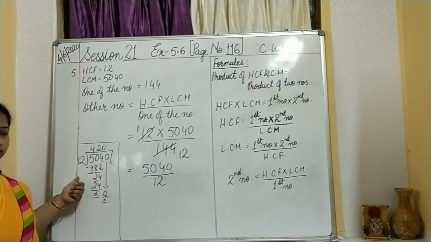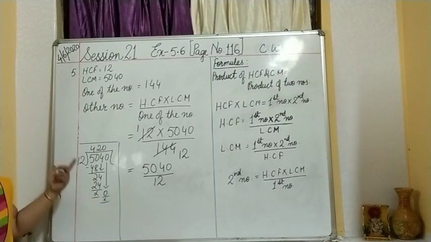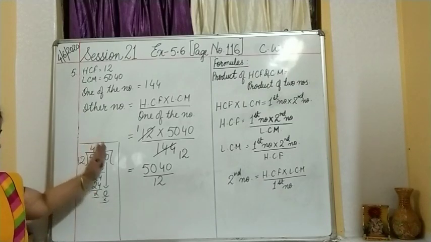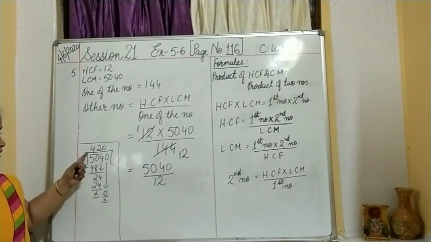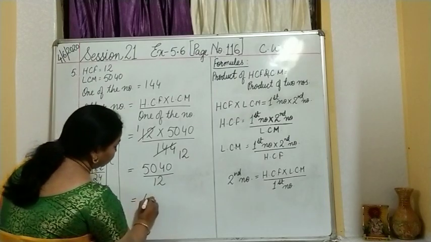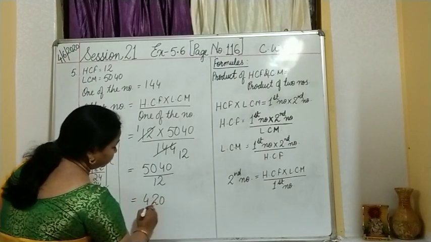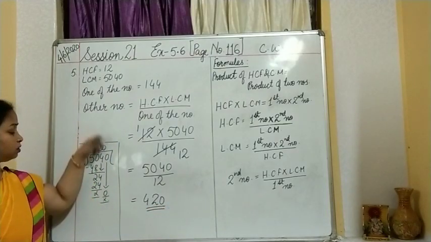I have shown the division over here. You can show the division in the rough column or on the same page, no problem there. Just make a margin and then do it. After dividing this, what number are you getting? 420. So this is 420, the other number of this question.